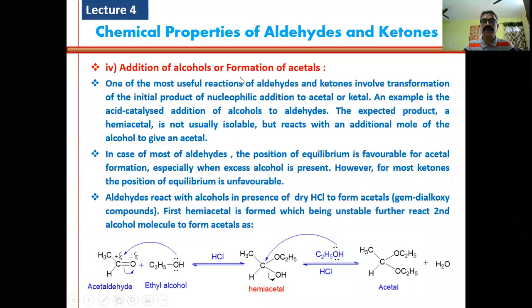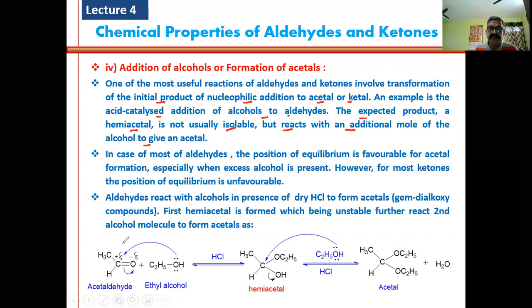Then addition of alcohols or formation of acetals. One of the most useful reactions of aldehydes and ketones involves transformation of the initial product of nucleophilic addition to acetal or ketal. An example is the acid catalyzed addition of alcohols to aldehyde. The expected product, a hemiacetal, is not usually isolatable, but reacts with an additional mole of the alcohol to give acetal.